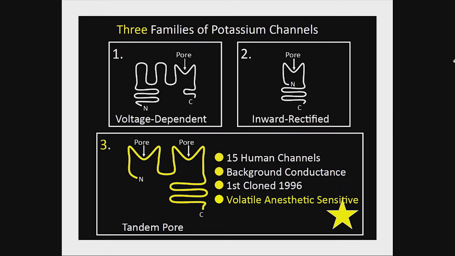tandem pore channel. And this is the family that I work on that I'm interested in. And they're called tandem pore because there's two pore lining amino acid signature sequences in tandem on each subunit, so here and here. And it's believed that two of these subunits come together to form a functional channel. So you can have homodimers or heterodimeric channels. And there's 15 human subunits that have been identified.